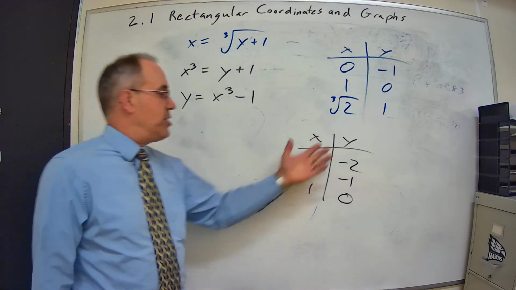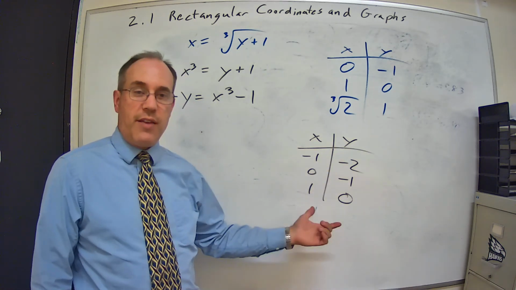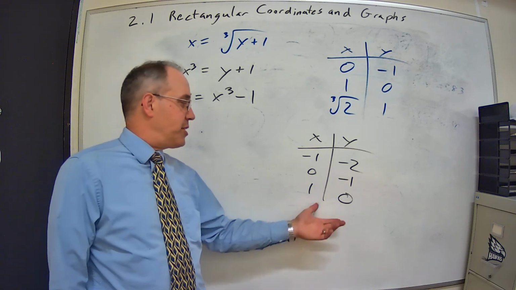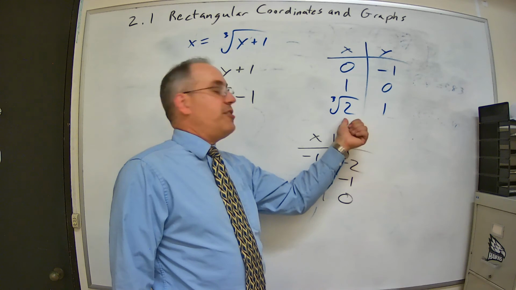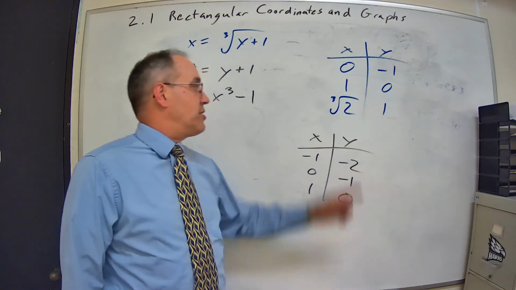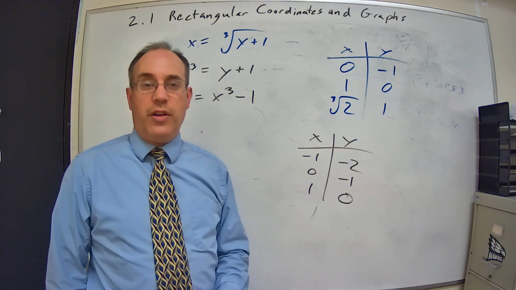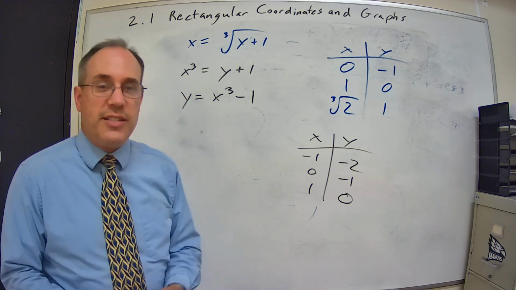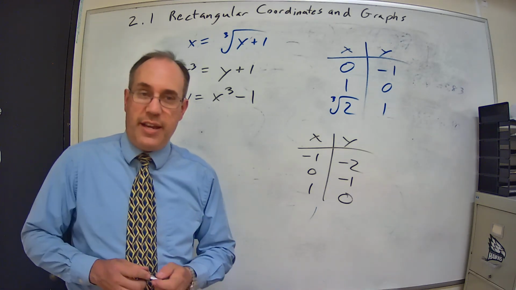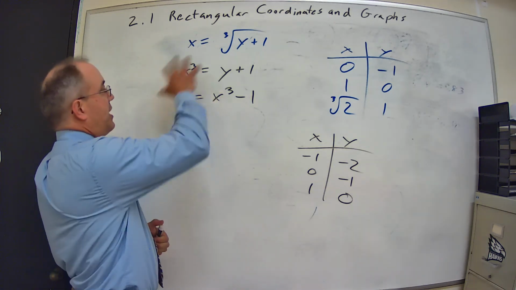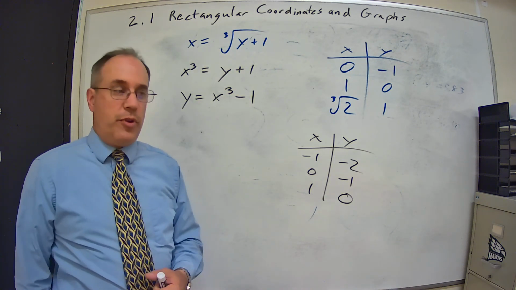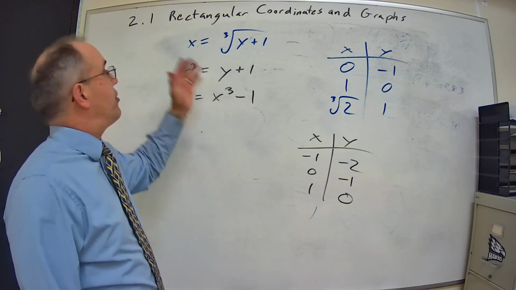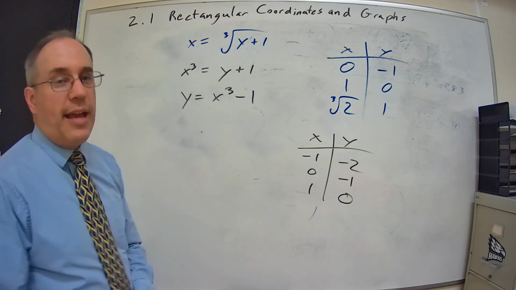Doing this put it to where it was easier for us to find values. I didn't have to use a calculator to find anything here. I would have had to use a calculator to get a good estimate of what the cube root of 2 is. So all of these things can work to our advantage. Sometimes manipulating the equation can make our life a little bit easier. So, rectangular coordinates and their graphs.